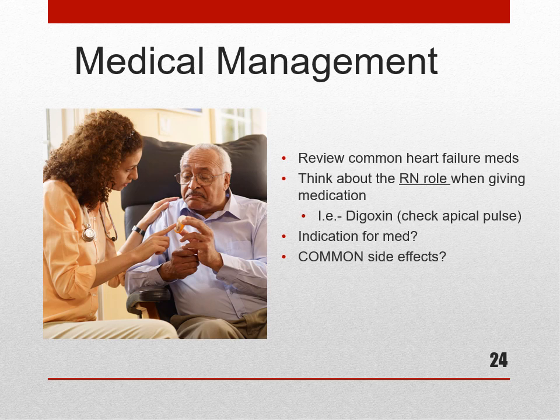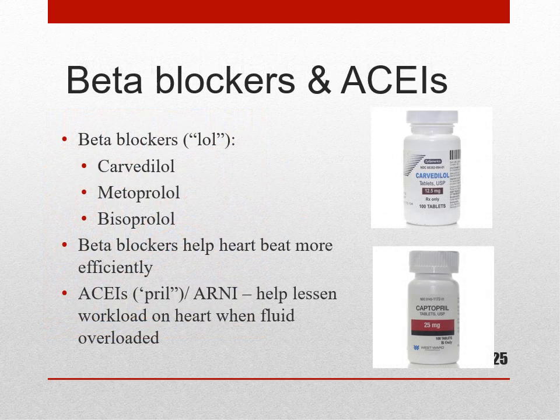Now, we need to think about, okay, what are we going to do for this person? We know they have a sloppy heart. What can we do to help make it better? So when you think about what your meds do, think about the mechanism of action of the drug and how that's going to help your heart failure patient. Our drugs of choice now have changed a little bit. So we now look at our beta blockers as one of our drugs of choice, as well as your ACE inhibitors. Now, beta blockers have that wonderful "lol," and then your ACE inhibitors have that "pril" ending.